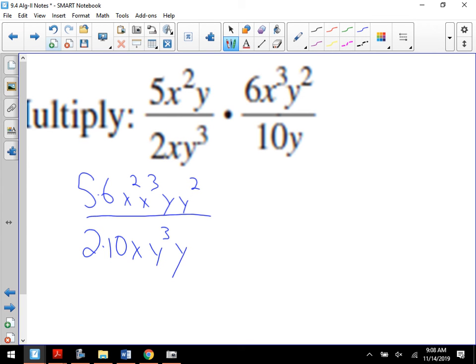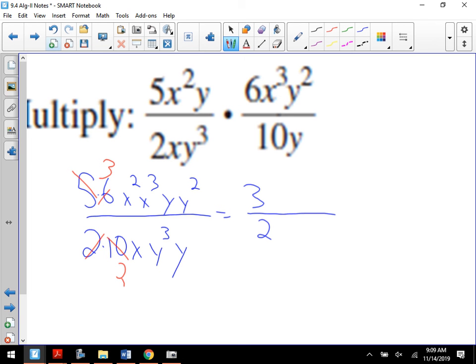And then I go piece by piece. What's 5 times 6? 30. What's 30 divided by 10? 3. So my numbers become 3 halves. Or, if you remembered how to simplify fractions with numbers, 2 goes into 6 3 times, 5 goes into 10 twice. 3 halves. Same thing.